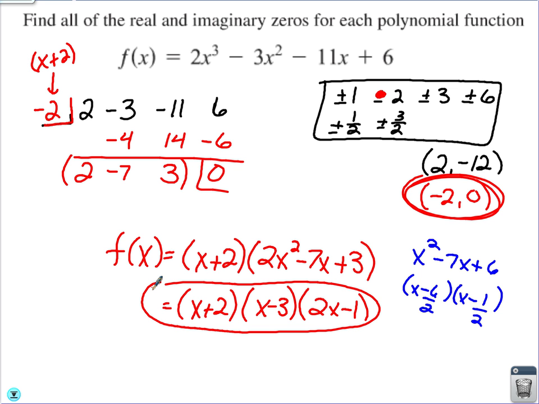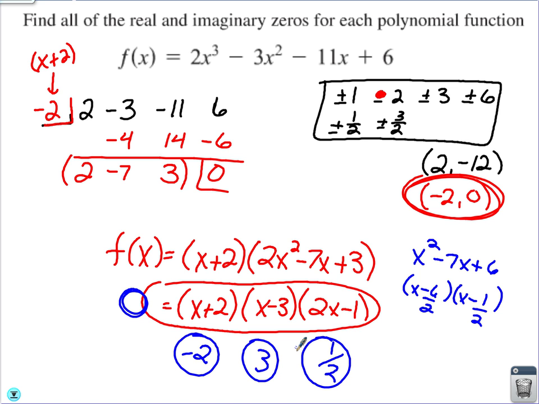That's the factored form, but that's not what that actually means. It says find all of the real and imaginary zeros. To find the real and imaginary zeros, I said y equals 0, and I solved it. I have 3 of them. My 3 zeros are now, we knew one of them worked up here, -2, there's 1 zero. Positive 3, there's another zero. And set this equal to 0, add 1, divided by 2, and you get 1/2. There's my third zero.